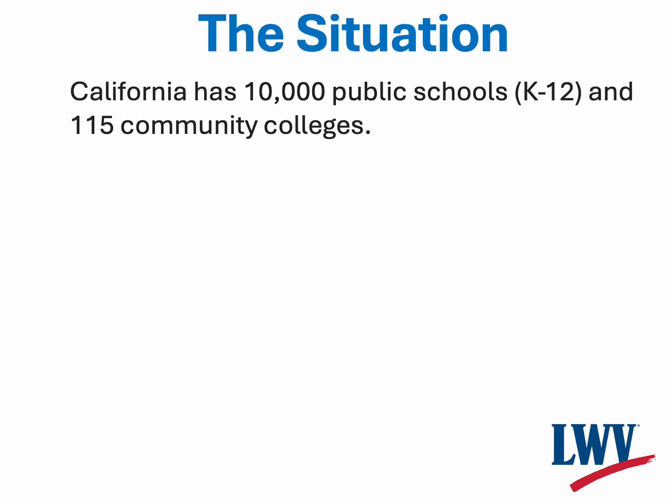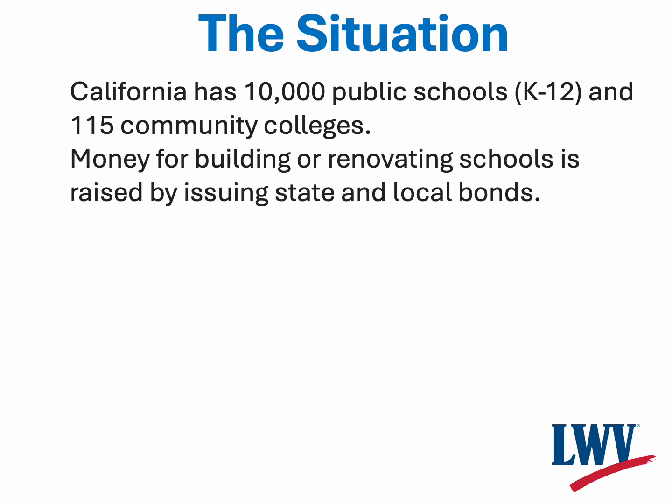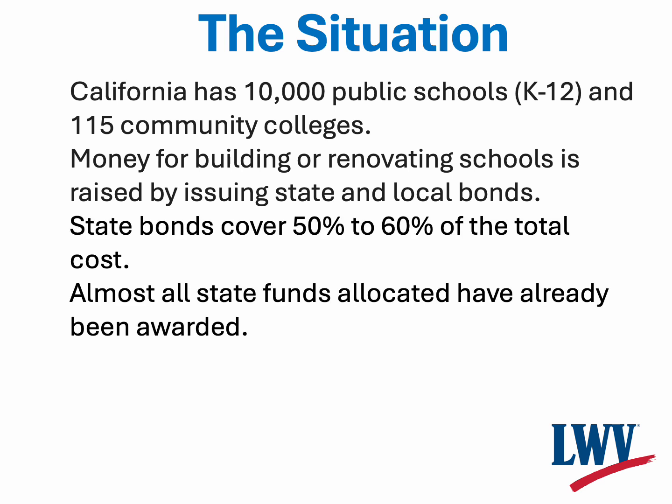The situation is, California has 10,000 K-12 public schools and 115 community colleges. Money for building and renovating schools is raised by a combination of local and state bonds that are repaid with interest over time. The assessed value of the properties in a district impacts the amount of money the district can raise through local bonds. State bonds currently cover 50% of new construction and 60% of renovation costs, with districts providing the remainder through local bonds. Districts that are unable to raise $5 million through local bond measures can apply for additional funding. Almost all of the funds currently allocated for schools have already been awarded.